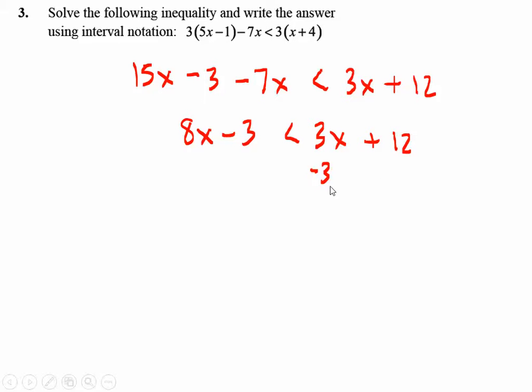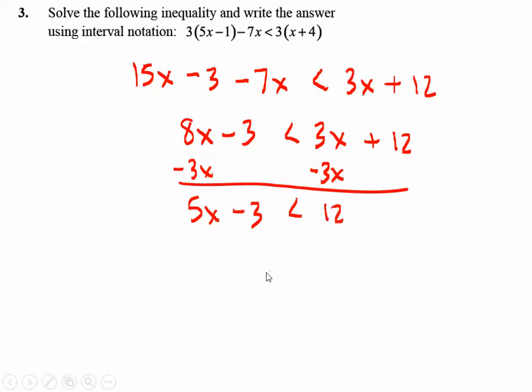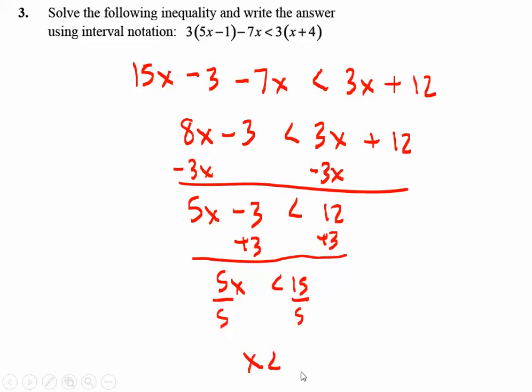And then let's subtract 3x from both sides. Get rid of this right here. It leaves us a 5x on this side. Keep on still working here. You've got to add 3 to both sides now. That gets you 5x is less than 15. And hopefully you guys got an answer of x is less than 3.